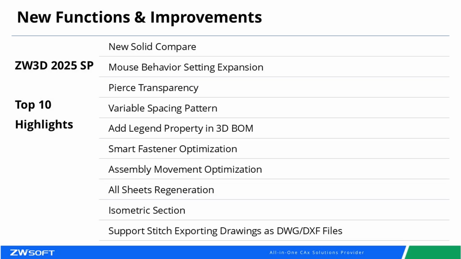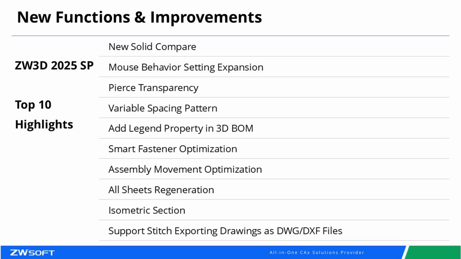For 3D BOM, the ZW3D 2025 SP version adds the Legend property, which enables users to view thumbnails of assembly components in 3D BOM. The Smart Fastener has also been improved to add nuts and gaskets in batches for fasteners of different sizes. In assembly design, when moving components, the Move command now supports cross-level selection of target locations. For 2D sheets, Regenerate All Sheets is now supported.